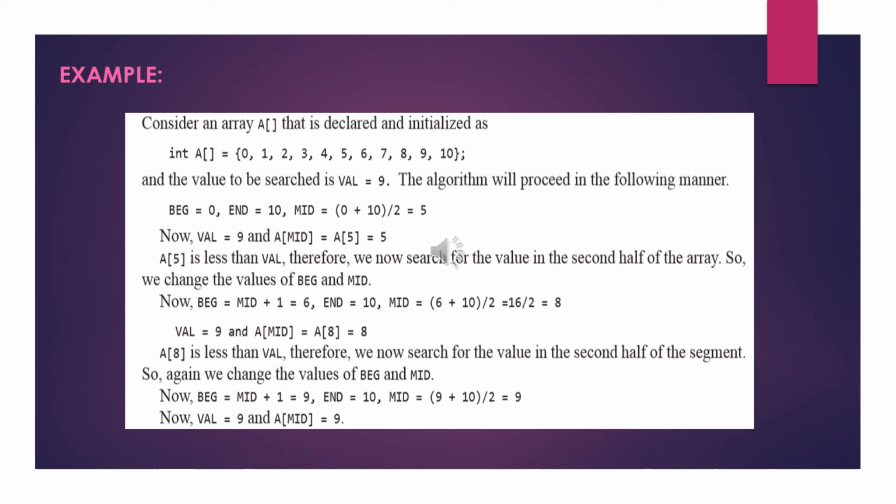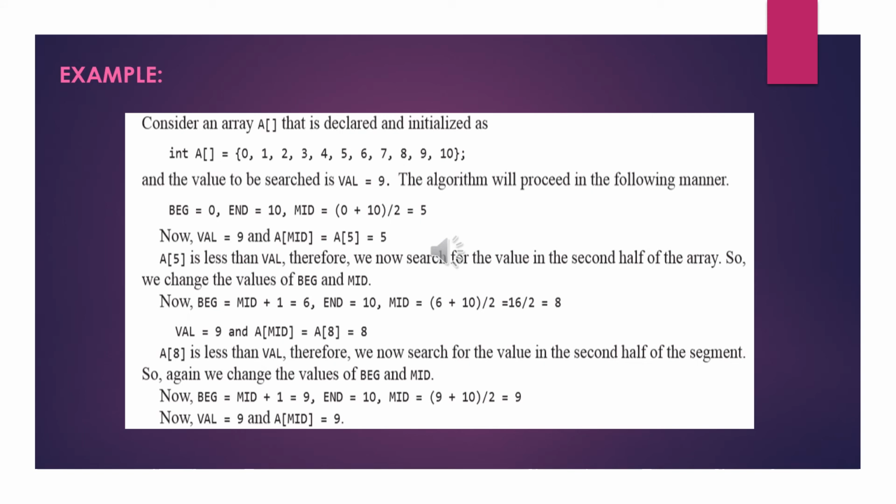So at index 5 we will see what is the value stored. The value stored is 5, but we are looking for the value 9. So 9 will be present at the right side of 5 because it is sorted, it is present in ascending order. So my beginning will become mid plus 1, that is 6, and end will remain the same, that is 10. And my new mid thus becomes 6 plus 10 divided by 2, that is 8.